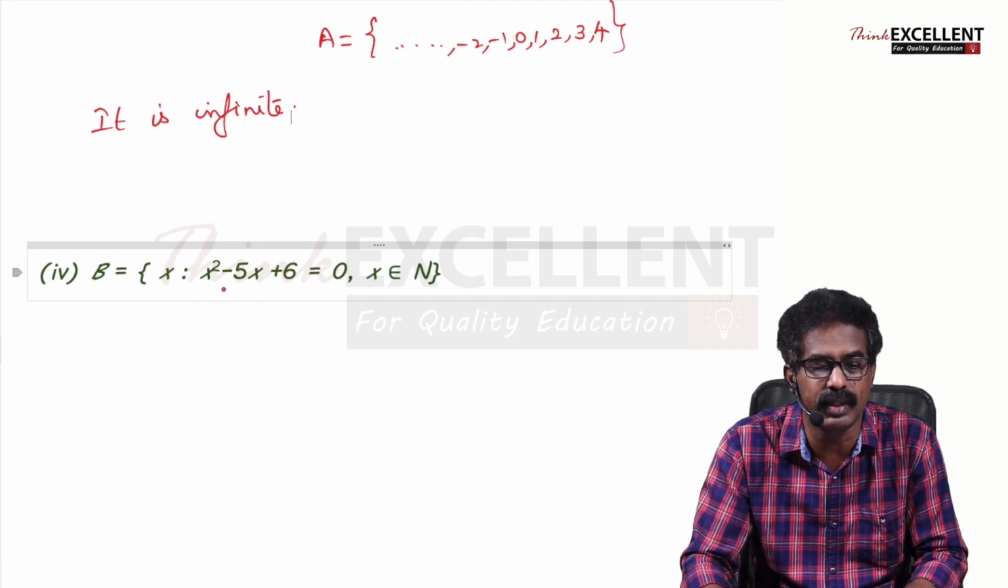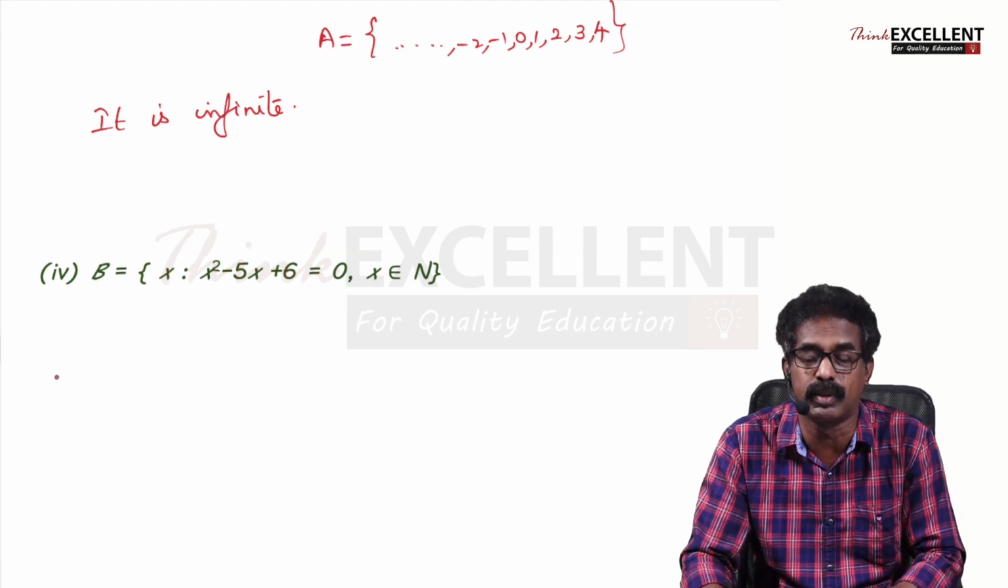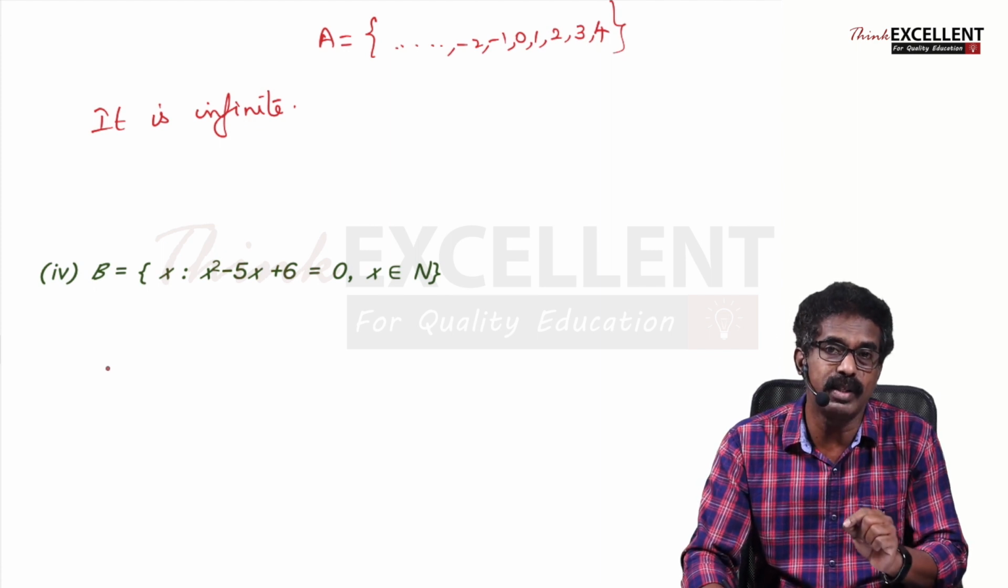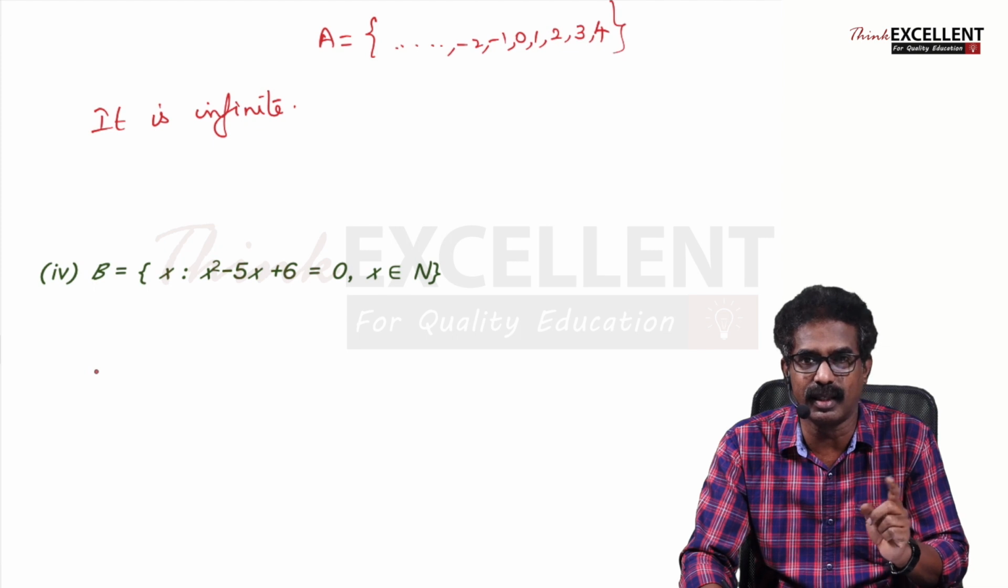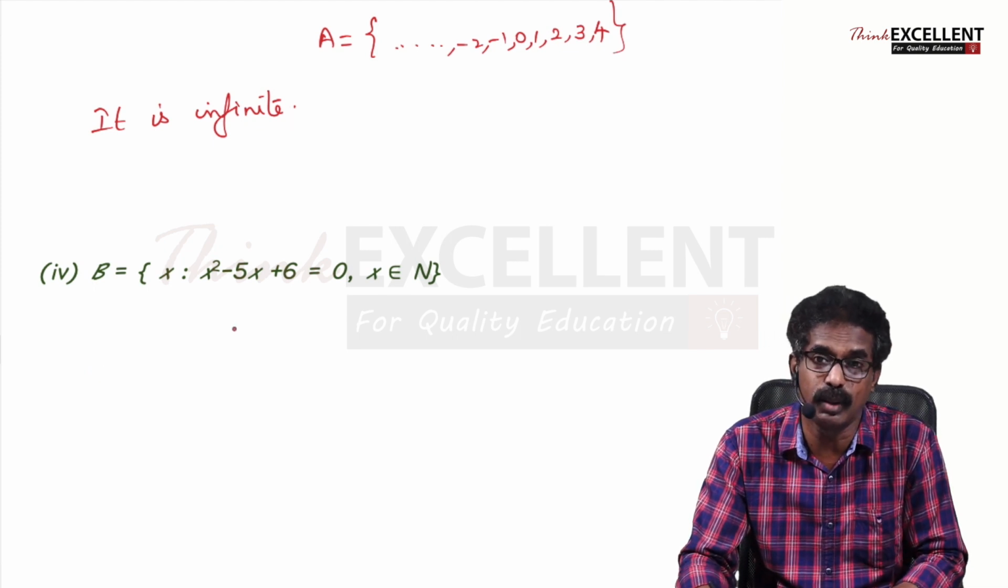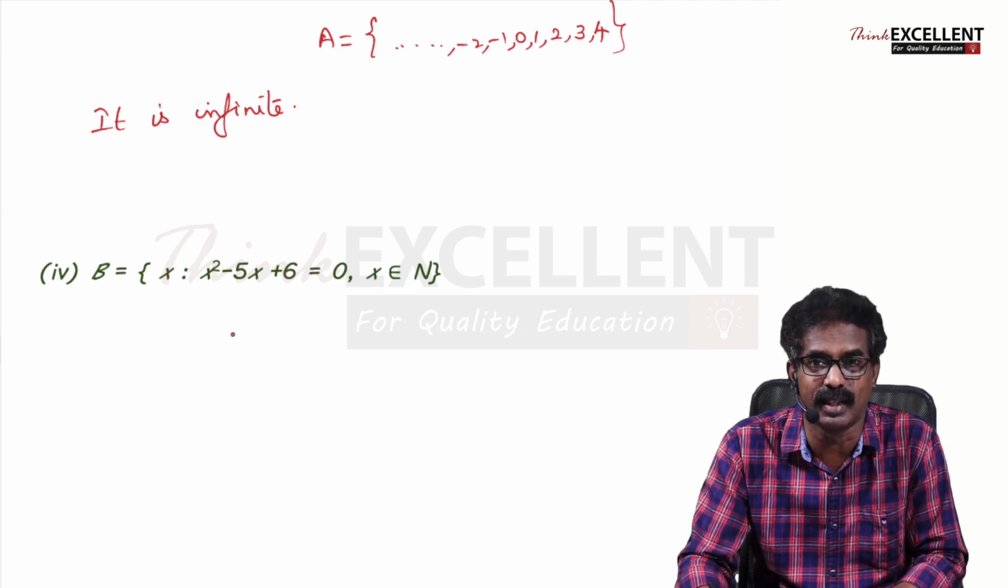Here the power is what? 2, x square, right? The highest power is 2. So if you solve it, you can find there are 2 solutions. How to solve? We'll study later in algebra. But anyhow, I'll tell you, you know how to do this. Factorization you studied in 9th standard, right?